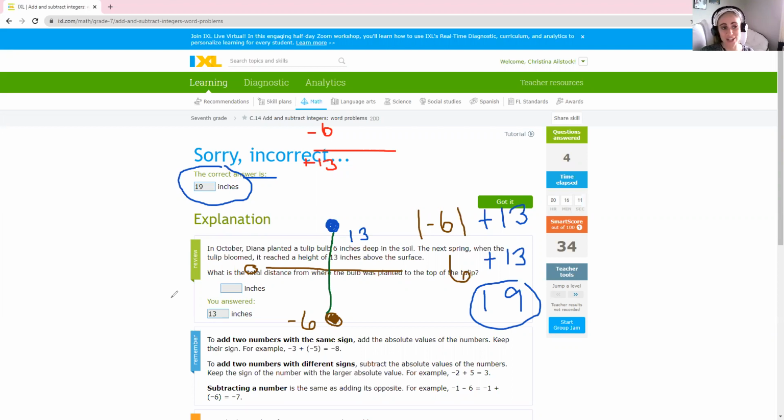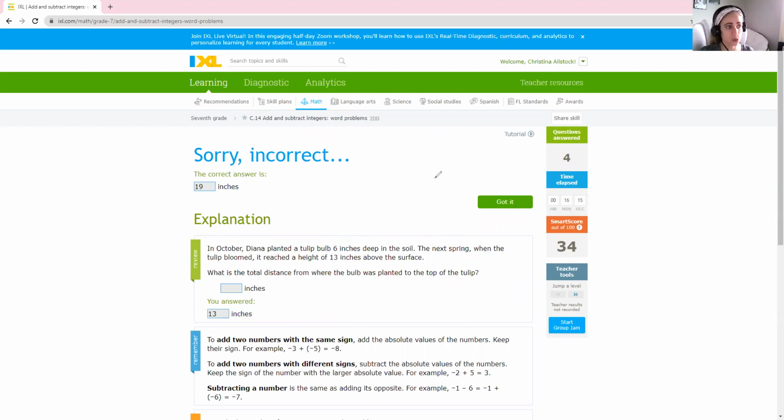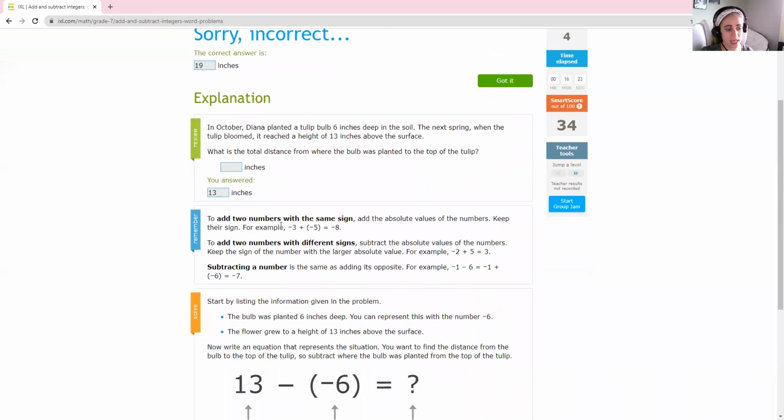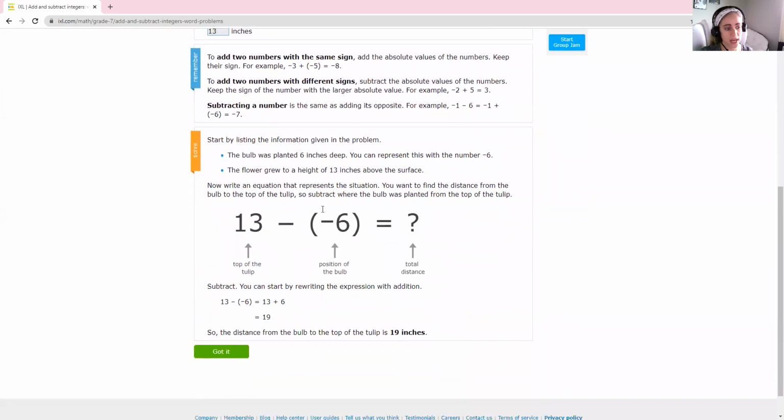So here's my warning to you. Make sure that you are in an environment where you can be focused. Double check your work. But also, here's the cool thing. If you never read this, please make sure you do. When you miss a question on IXL, it explains exactly why, and it shows you exactly how to solve it. So please always refer to that if you do miss a question, because maybe it will help you understand how to fix your answer and get the next one right. Okay?